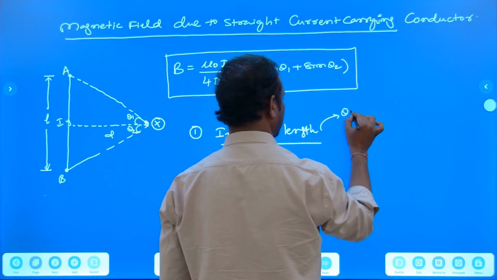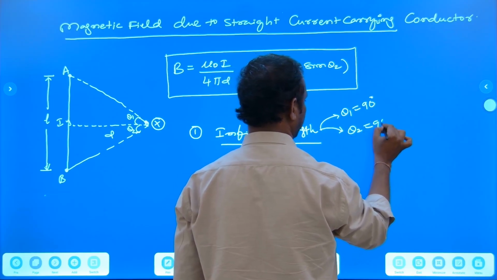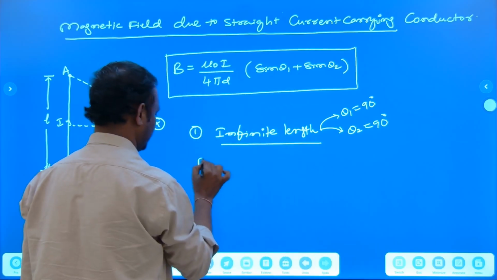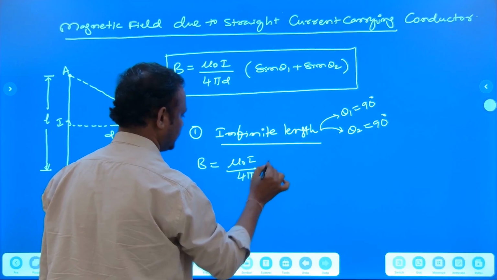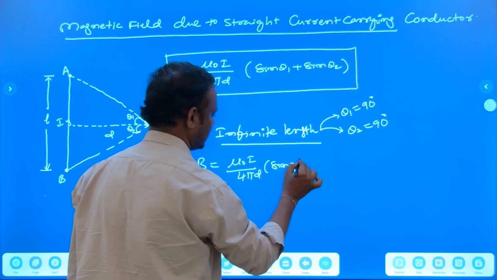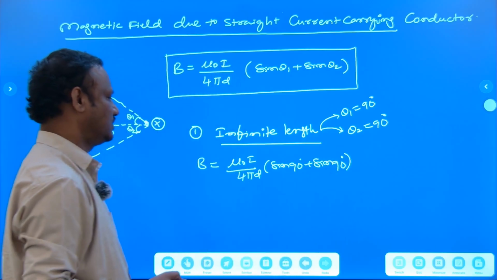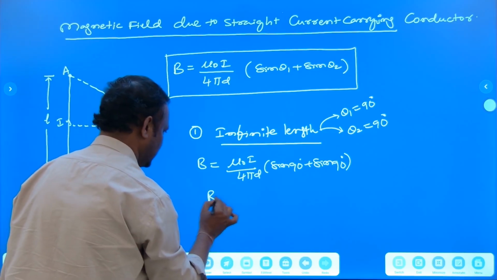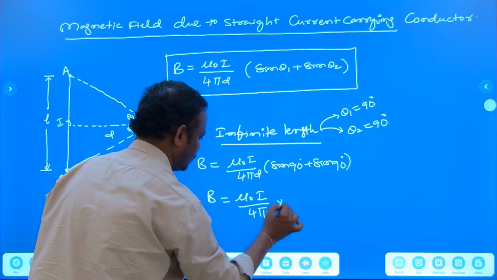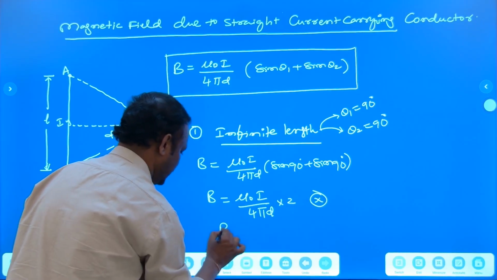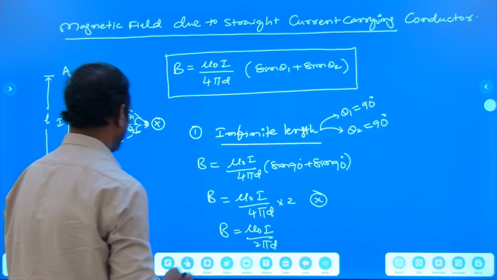Here theta 1 is equal to 90 degrees and theta 2 is equal to 90 degrees. Okay, so then we can write B is equal to mu naught I by 4 pi d times sin 90 plus sin 90 degrees. Sin 90 is 1, 1 plus 1 is 2, 2 cancels. So B is equal to mu naught I by 4 pi d into 2. It's a cross. So B is equal to mu naught I by 2 pi d.